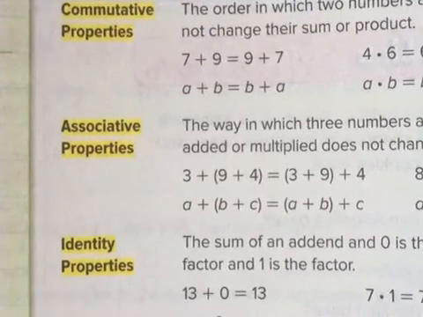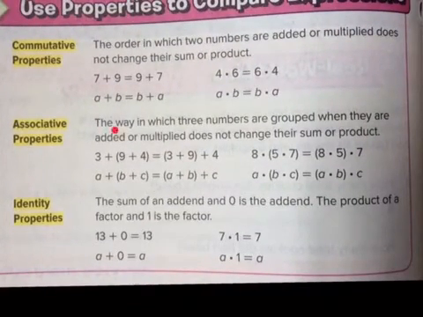Now associative, I want you to think about the word associate, to come together, to put together. And associative property means we group numbers, such as you see here. The way in which 3 numbers are grouped when they are added or multiplied does not change the sum or product. So you see how we have 3 plus 9 plus 4. I've associated the 9 and the 4. It's still going to give me the same answer, because 9 plus 3 is 12, plus 4 is 16. Or I can group 3 and 9. You see the parentheses? I moved it to this side, plus 4, it will not change it. So that's addition. And you can do the same thing with multiplication.